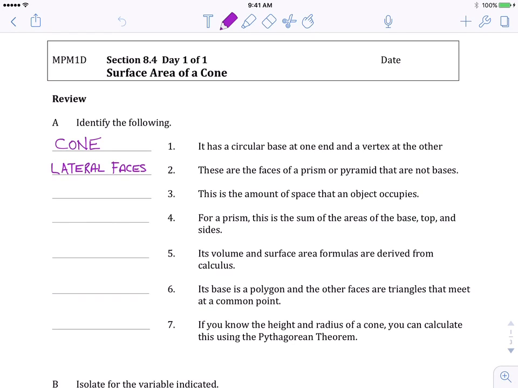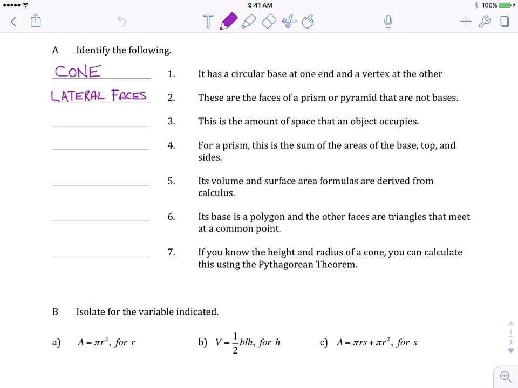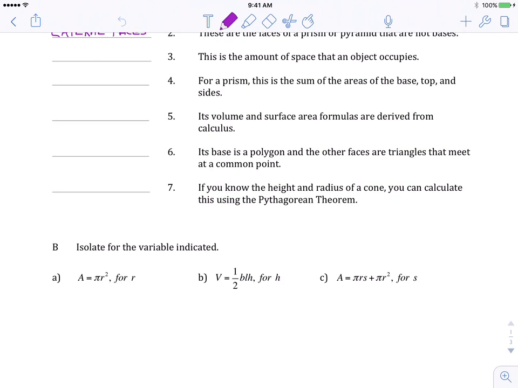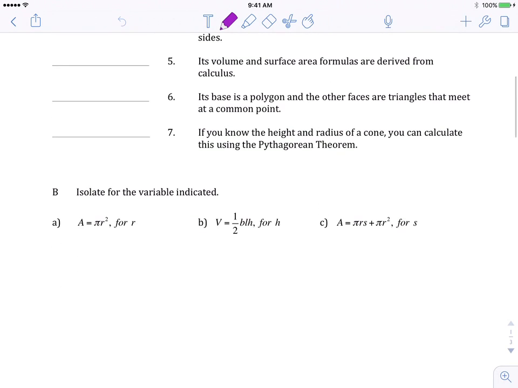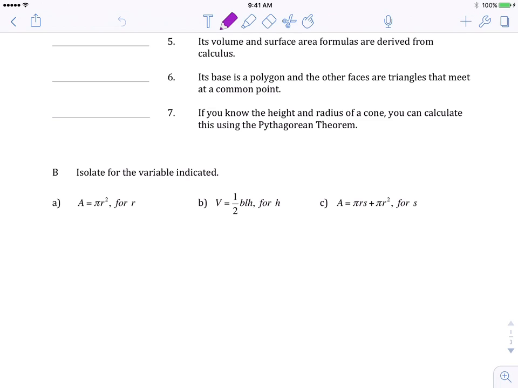these are the faces of a prism or pyramid that are not bases, so lateral faces. You're going to try the rest on your own, and then I will help you also with a question here. You can skip that for now and come back to it. Let's take a look at this. This was on our mid-year assessment as well, so it's a bit of a review for the exam.